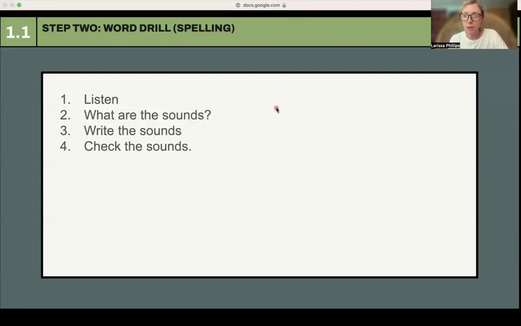So first, our strategy. Our strategy is you're going to listen to the word. So just imagine the word is add. Then you're going to figure out the sounds. You want to break that word down into its sounds. Add has two sounds. What's the first one? And what's the second one? You can even tap it out. That can help a lot. Then you're going to write the sounds on your paper. And then you're going to check the sounds. Add. Okay. All right.